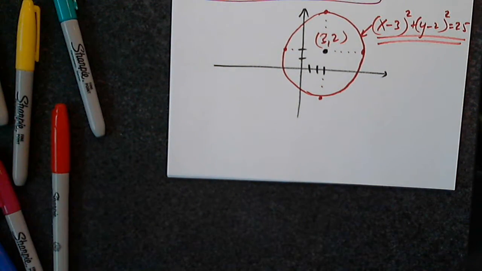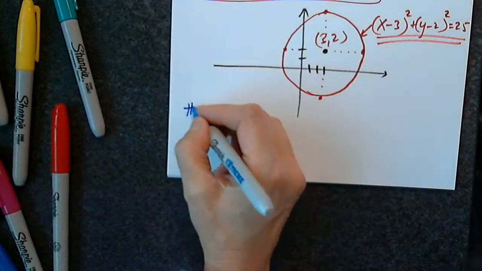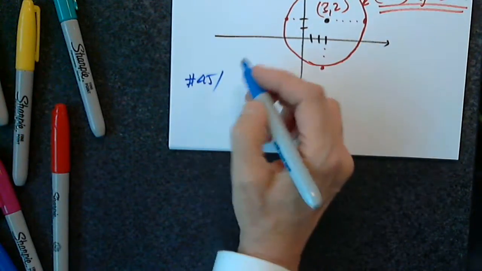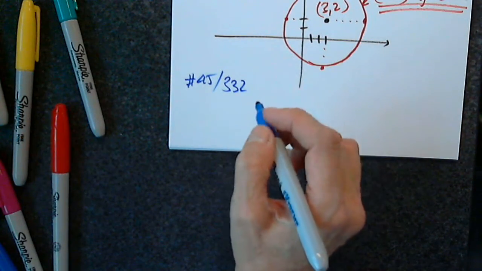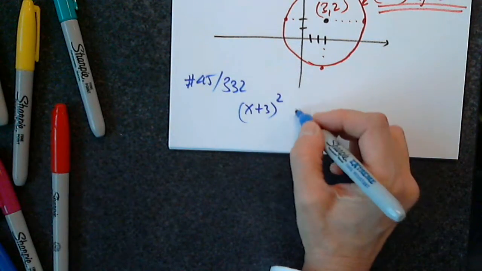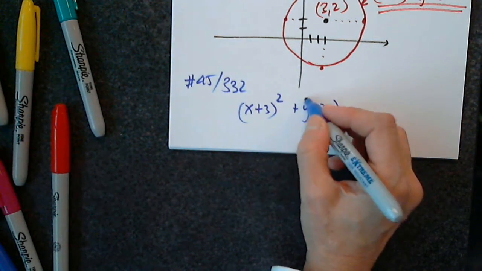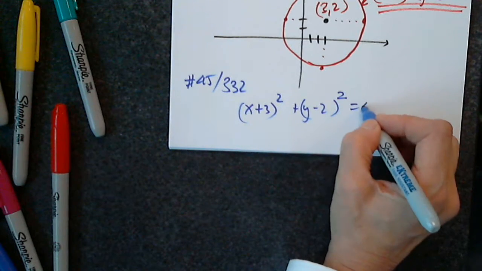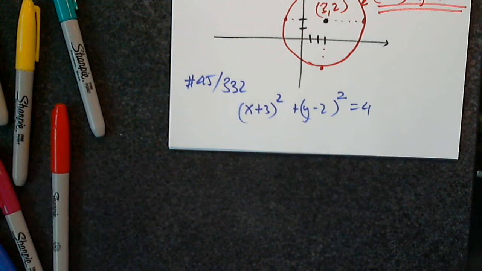Here is a second type of problem, like 45 on the same page, 332. And this is x plus 3 squared plus y minus 2, of course, squared equals 4. Now they want us to answer this question. Is this a circle?